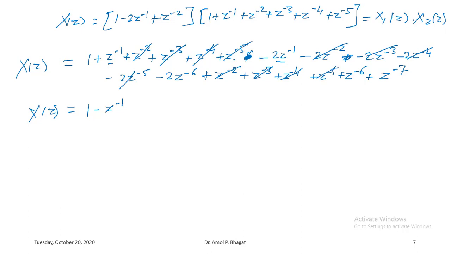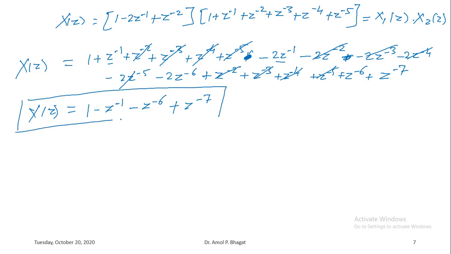Okay. Next terms are, we already taken this term, right? We subtracted z inverse with minus 2z inverse, it is minus z inverse, right? Then the remaining terms are minus 2z to the power minus 6 plus z to the power minus 6. So it will be minus z to the power minus 6 and plus z to the power minus 7. So this is the final multiplication result of x1 of z multiplied with x2 of z.